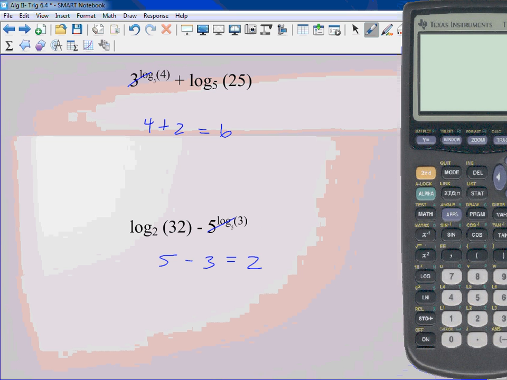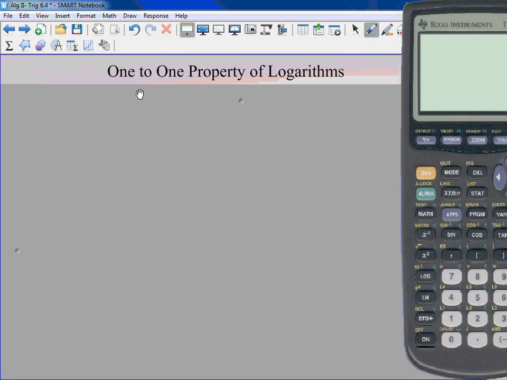What if the log doesn't match the base? If the log does not match this base, like if this was a 7, we can't do that. Can't do that as of today. One-to-one property.